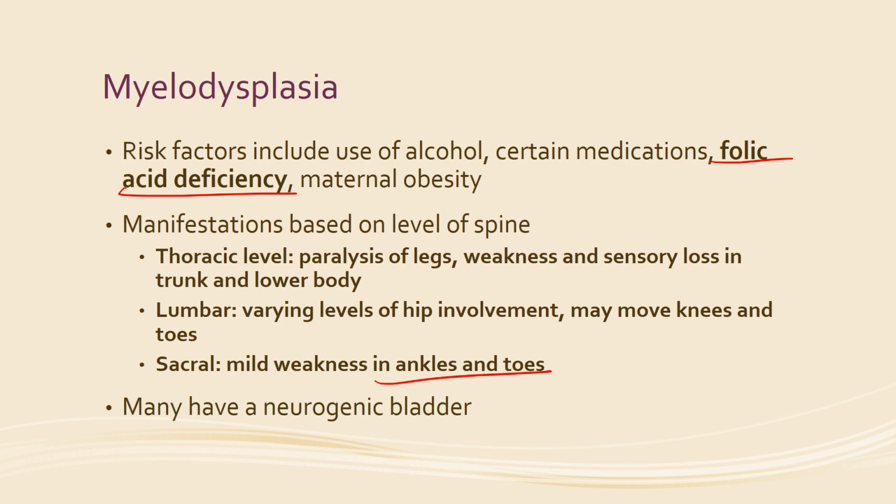If it's all the way up in the lumbar, you may see involvement in the hip, and if it's up to the thorax, you may have a complete paralysis of the legs, but also kind of weakness and sensory loss in the trunk and lower body, right? So basically, the higher you get, the more serious it can be, right? And if you're all the way up to the thoracic level, there's a good chance that you also don't have bladder control or bowel control, unfortunately. So they may have this neurogenic bladder.